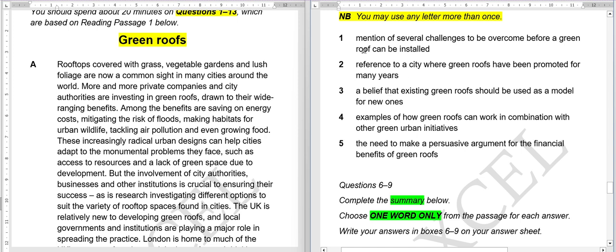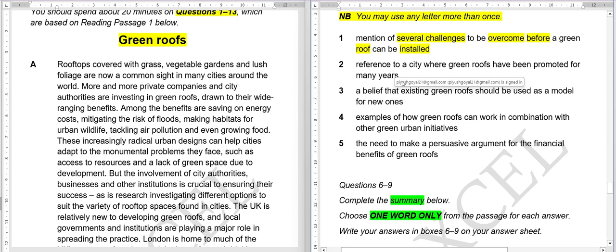Mention of several challenges to be overcome before a green roof can be installed. So in whichever paragraph there will be mention of several challenges. Several challenges just means more than one, like two or more challenges that we have to overcome before we can install a green roof. Like if you want to turn your rooftop into a green rooftop, there are some challenges, two or three or maybe more, that you have to overcome. Clear? Two or more problems that you have to solve so that you can install these kinds of roofs.